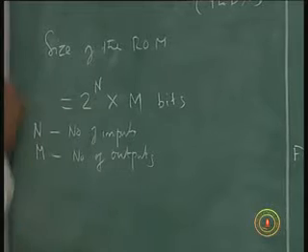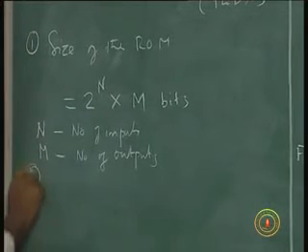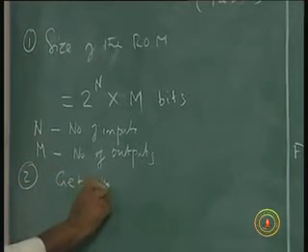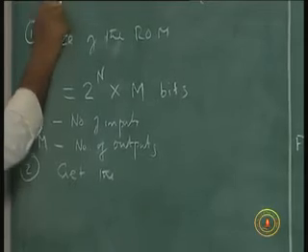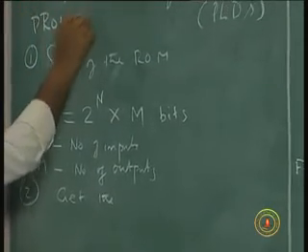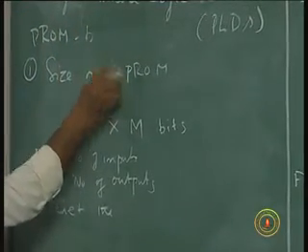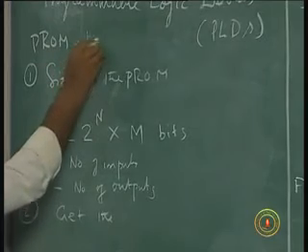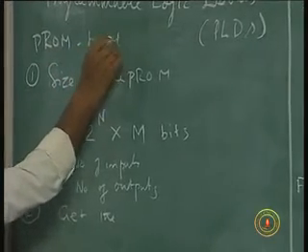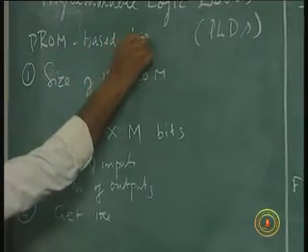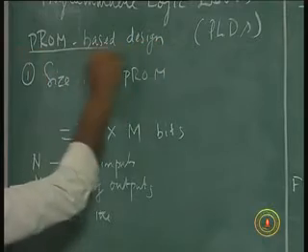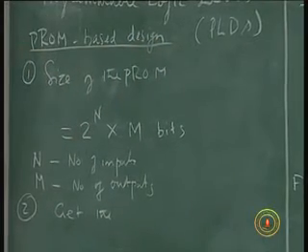Once you have the size of the ROM, get the truth table. ROM design, PROM based design. So whenever I write ROM, you write PROM, because the ROM is once only, like your multiplication table is fixed.